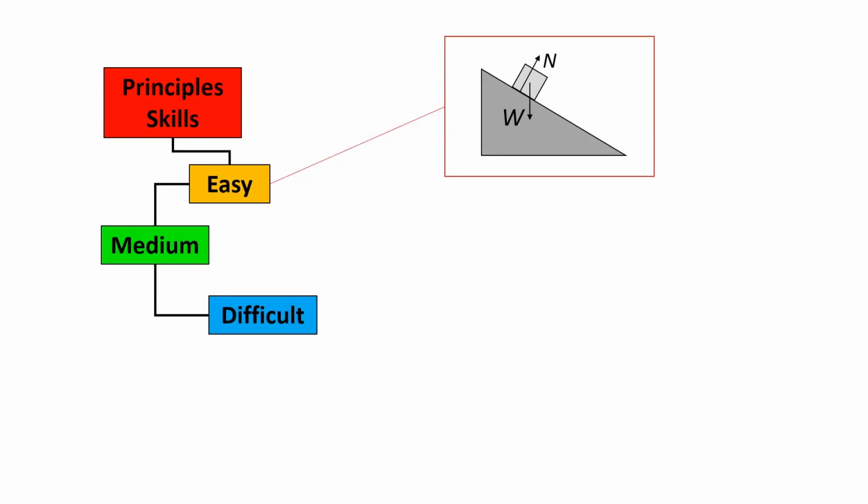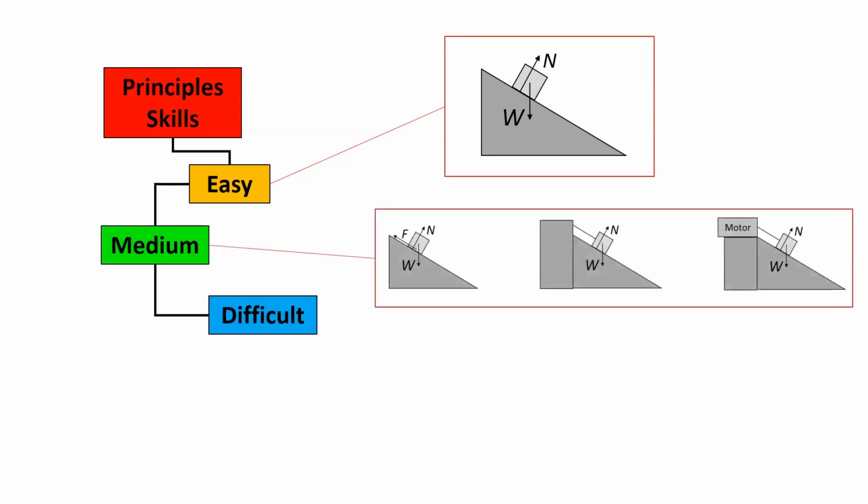But this problem can be made more complex, and then it goes up to a medium level and then a difficult level, and you can proceed from there. So for example, at the medium level, we might introduce some friction that's acting up along the slope, such as the diagram on the left. In the center diagram, we might have a string, and that would introduce tension acting on the object. Or maybe a motor is pulling the object up the slope. And then for each of these, we could be asked different questions.